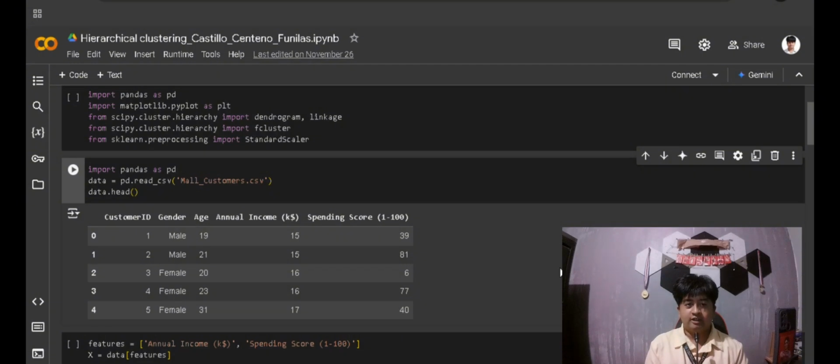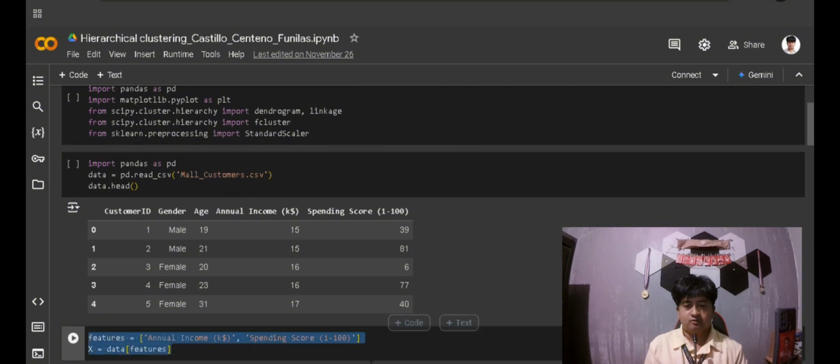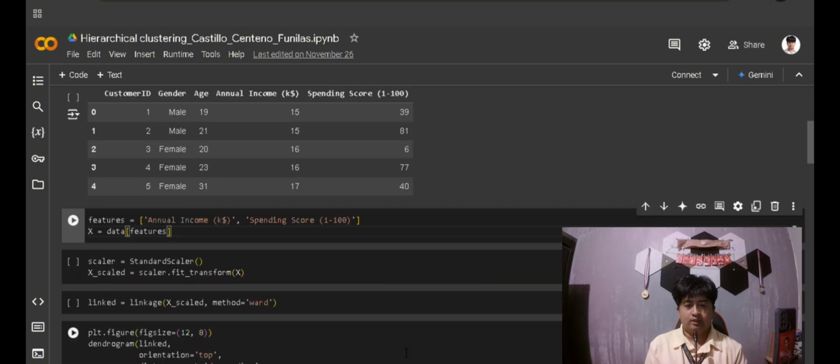In our hierarchical clustering analysis, we first pre-process the data by standardizing the annual income and spending score features. Standardization is crucial to ensure both features are on the same scale, allowing the clustering algorithm to treat them equally.